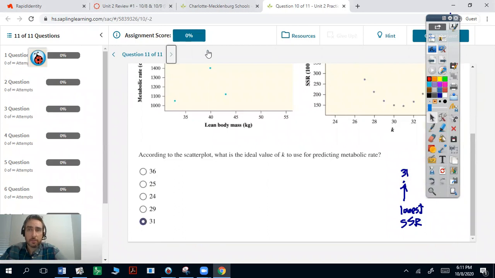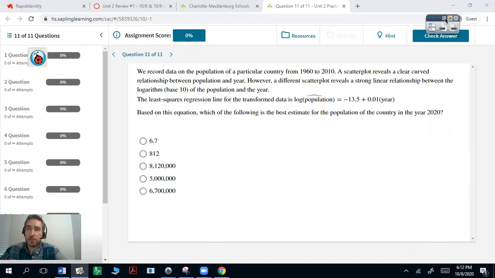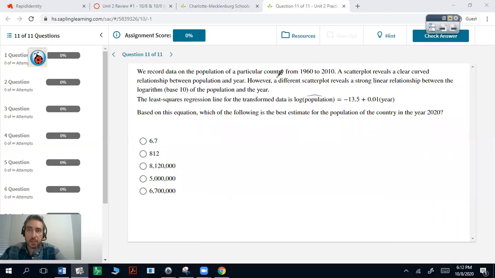And the last question. We record data on the population of a particular country from 1960 to 2010. The scatter plot reveals a clear curved pattern relationship between the population and year. However, a different scatter plot reveals a strong linear relationship between the logarithm, base 10, of the population and the year. The least squares regression line for this transformed data is log of the population equals negative 13.5 plus 0.01 times the year. Based on this equation, which of the following is the best estimate for the population of the country in the year 2020?